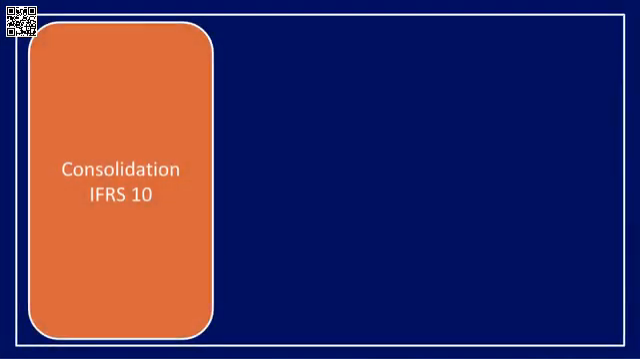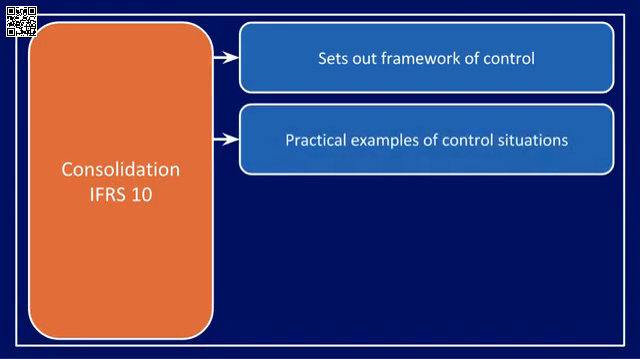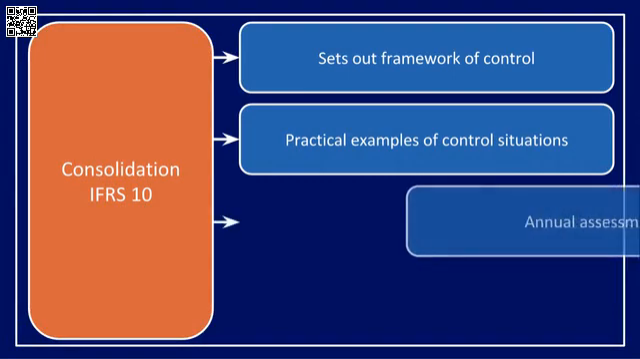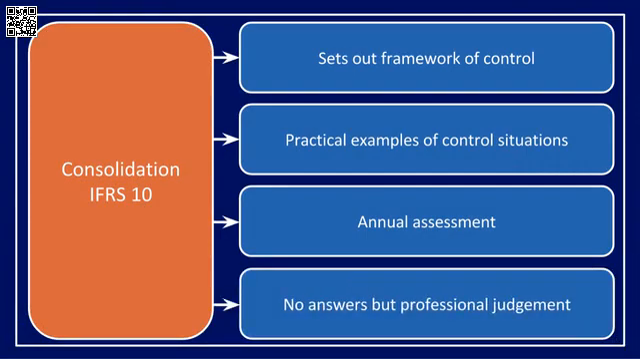Other recent developments. Other areas of development include consolidation. IFRS 10 sets out a framework of control and gives examples of all the situations in which you may or may not have control, irrespective of holding or not holding a 50% interest in the voting rights. The entity is required to give an annual assessment of which entities to consolidate and which to not. The standard does not provide the answers, but requires you to consider all the facts and circumstances and make a professional judgment.